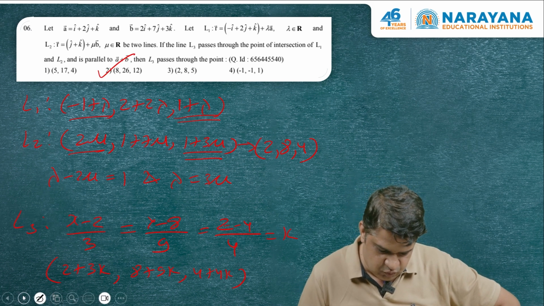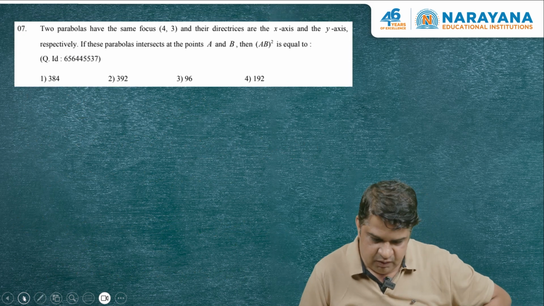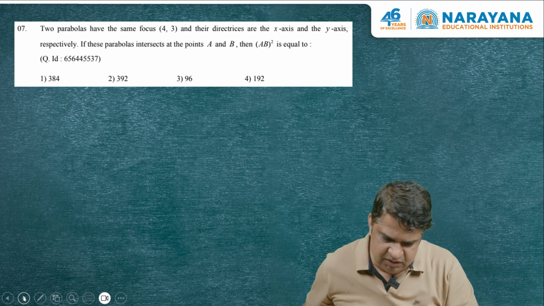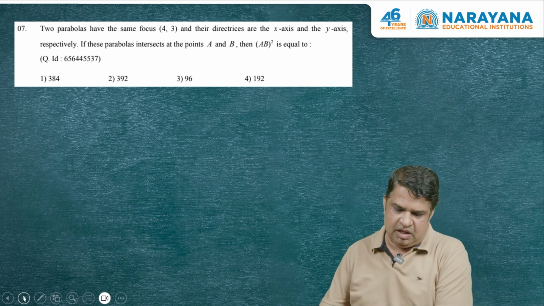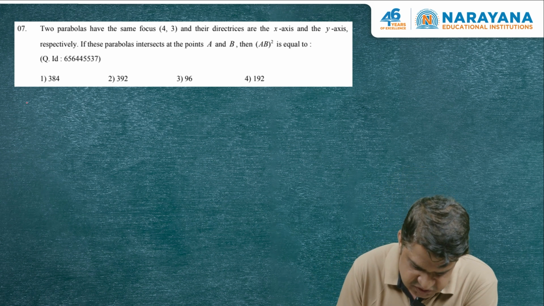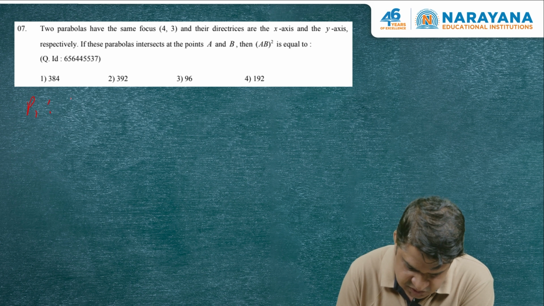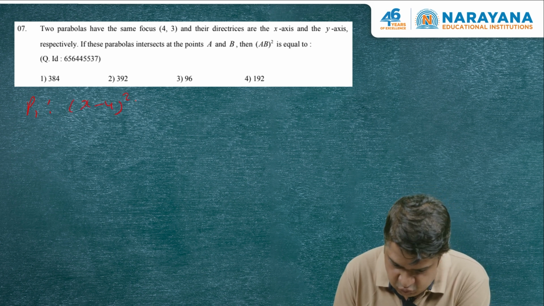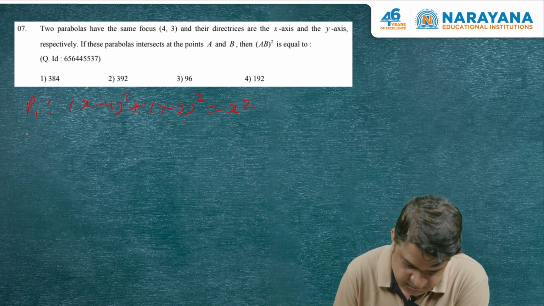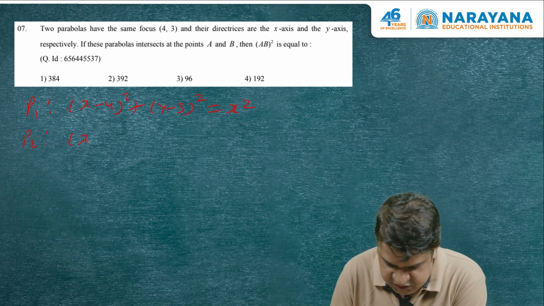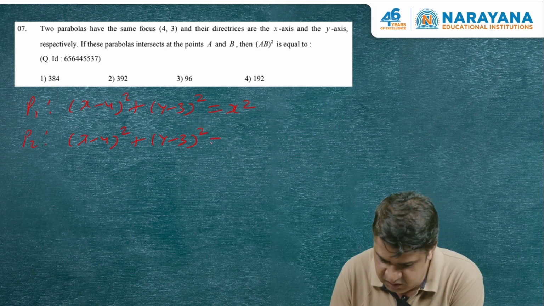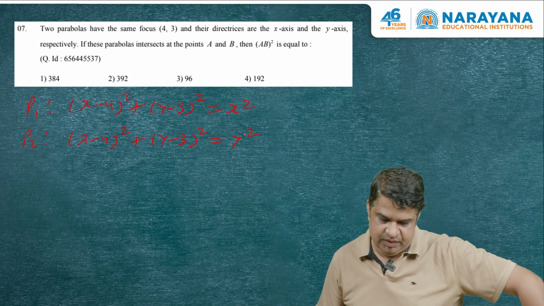So, now let us move towards our next question, question number 7. There are two parabolas having the same focus and their directrices are the x axis and y axis. So, what is the equation of the two parabolas? It is x minus 4 whole square plus y minus 3 whole square equal to x square, and x minus 4 whole square plus y minus 3 whole square equal to y square.